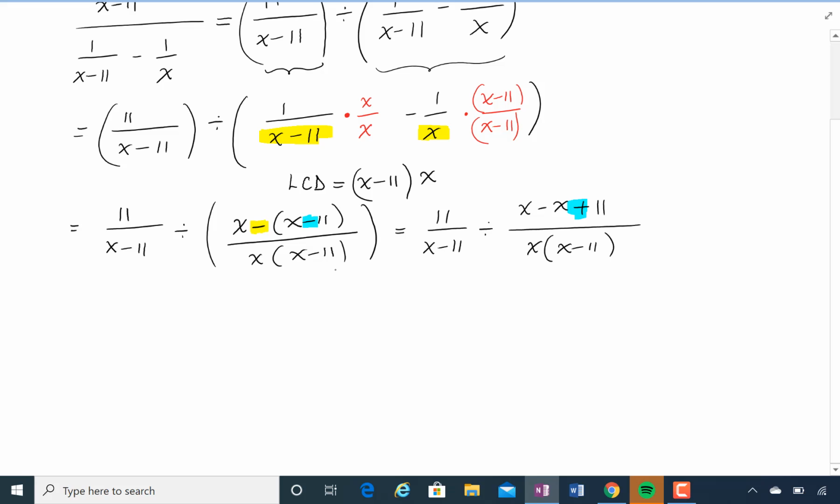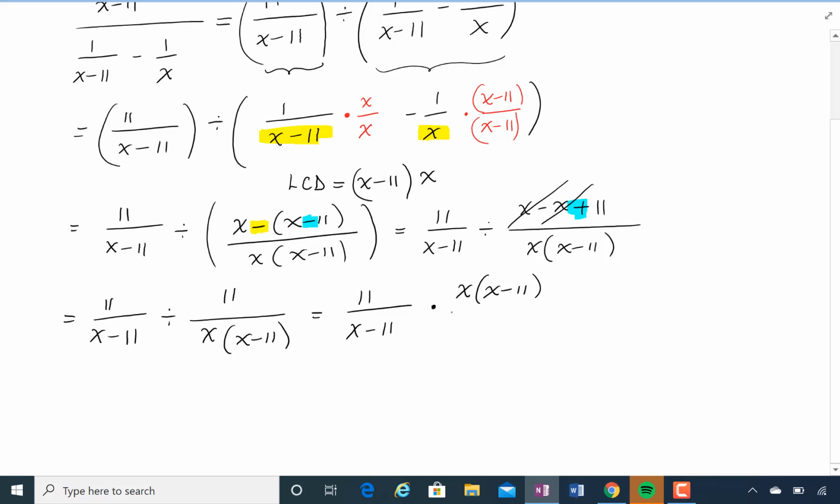I forgot parentheses here. So 11 over x minus 11 divided by the numerator is just 11 over x times x minus 11. So we copy the first one and we multiply by the reciprocal of the second one. So cancel the 11s, x minus 11 with x minus 11, and we are left just with x.